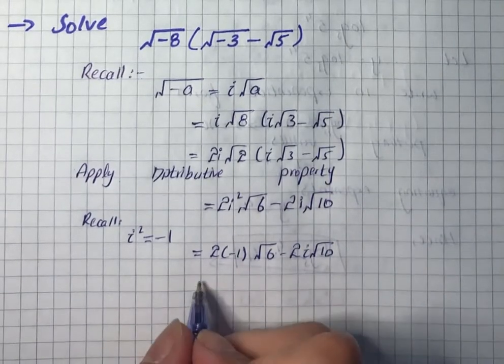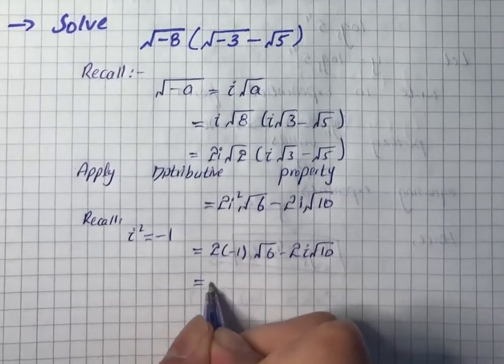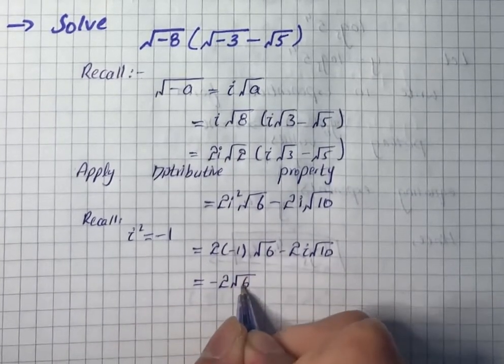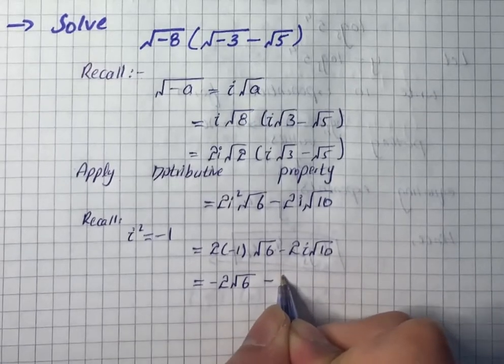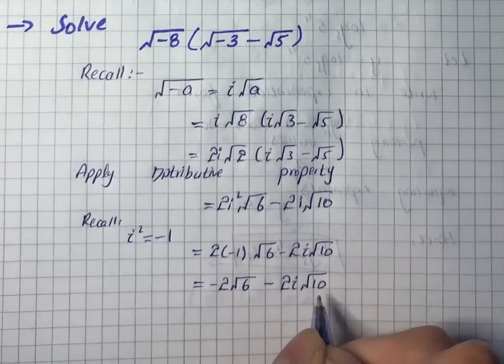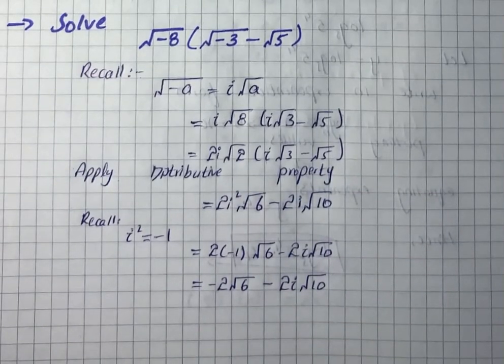And for the simplification, we will have our answer, that is minus 2 root 6 minus 2i root 10. That is our solution for the given question.